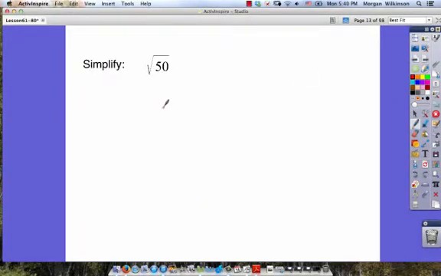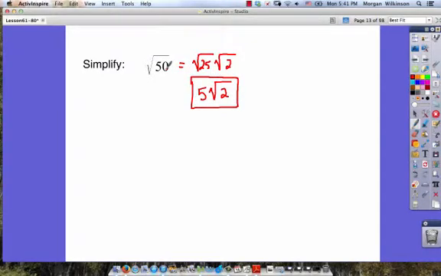Let's simplify the square root of 50. This means reduce it to its lowest terms. The square root of 50 could be broken down many different ways. I like to break it down into the square root of 25 times the square root of 2, because 25 times 2 is 50. I picked this one for a reason: the square root of 25 is 5. So we get 5 times the square root of 2, and we've got our final answer. That would be our simplified version of the square root of 50.